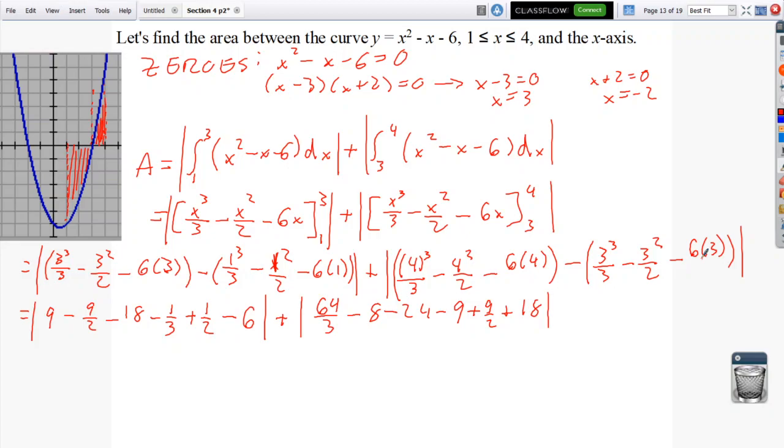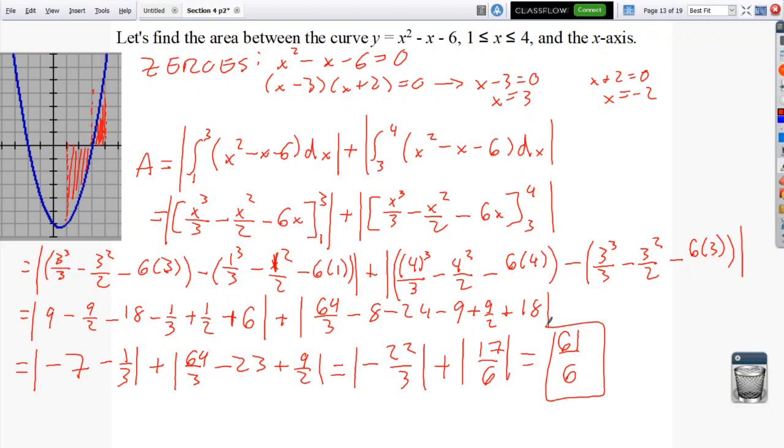I'm going to pause, maybe do some arithmetic, and come back to you in just 1 second. And in the midst of doing all of my arithmetic, I realized a very tiny mistake that's going to ruin my entire work right here. Right here where I distributed my minus, I forgot to carry it to the 6. So that should be plus 6. That's going to change everything.